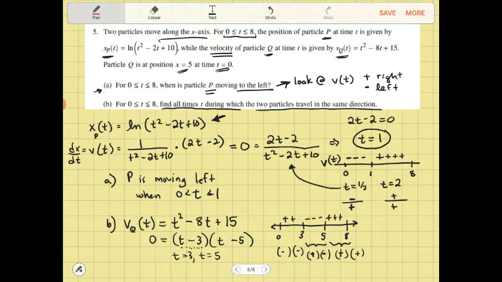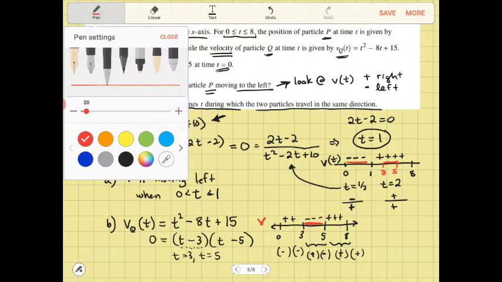So when are these two velocity graphs, when do they have the same sign? The first one is negative from 0 to 1, but the second one is not negative at the beginning. It's negative between 3 and 5. So they definitely don't have the same sign from 0 to 1. And they also don't have the same sign from 3 to 5, which should be here somewhere, because the second particle is negative and the first one is positive. They do have the same sign everywhere else.